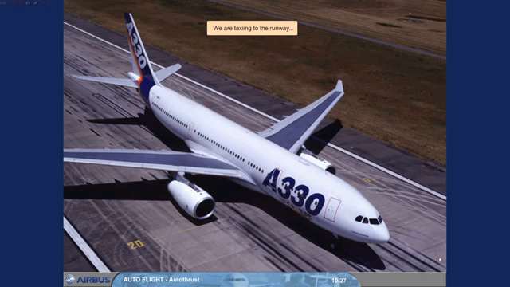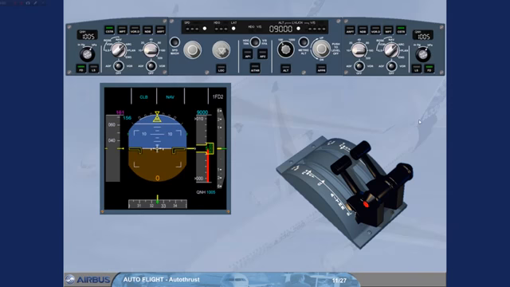We are taxiing to the runway. Because we are on the ground, the autothrust is necessarily disconnected. This is confirmed by the absence of any autothrust-related indications on the FMA, and by the extinguished autothrust push button on the FCU. Thrust is manually adjusted by the crew as required to taxi the aircraft.